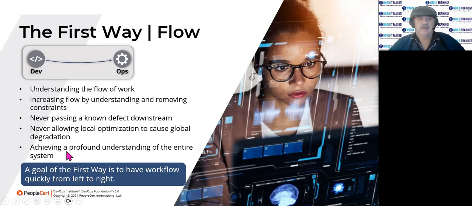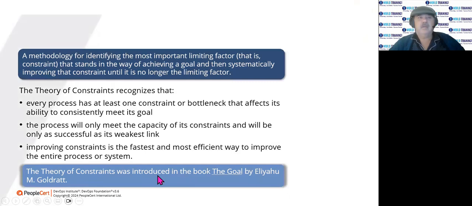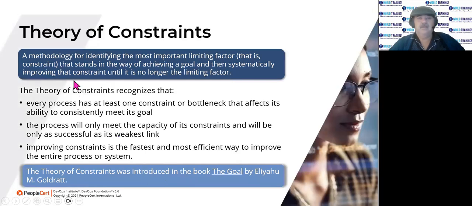That requires having a profound understanding of the entire system, knowing how it all works and how it all flows from left to right. In general, the goal of the first way is to have work flowing quickly from left to right. This has a lot to do with the theory of constraints. It's a methodology for identifying the most important limiting factors, that is the constraint, that stands in the way of achieving the goal, which is flow, and then systematically improving that constraint until it's no longer a limiting factor.